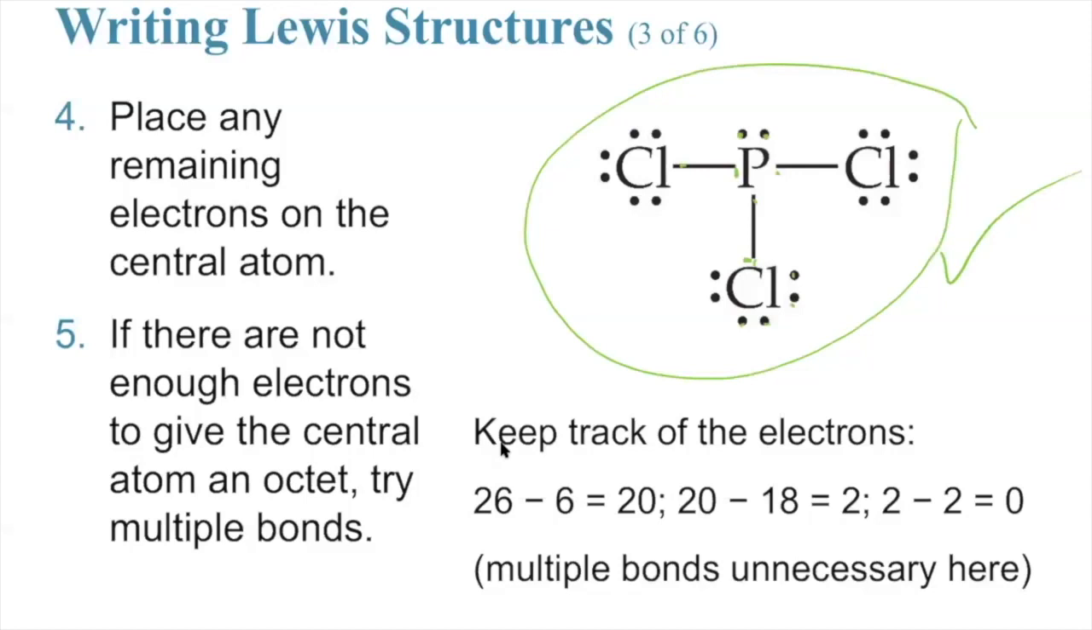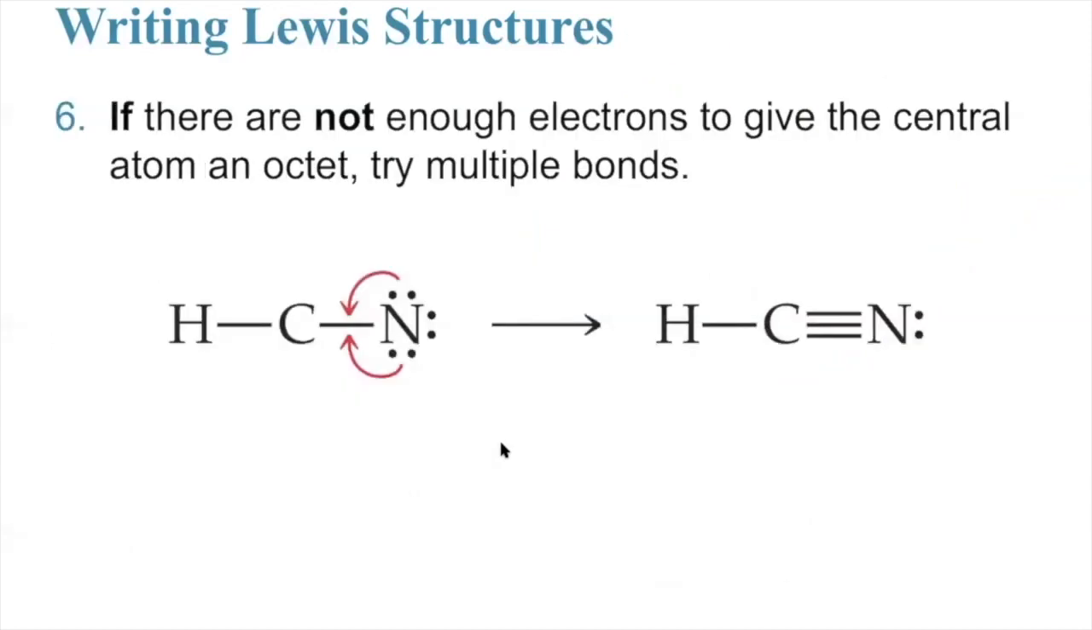Now we have other options. So for example, let's do it from scratch. Let's say you are given HCN, and in this case, you want to count how many electrons. You have 1, 4, and 5, which means you're going to have to distribute 10 electrons. Now, which one do you put in the center? You're going to put carbon.